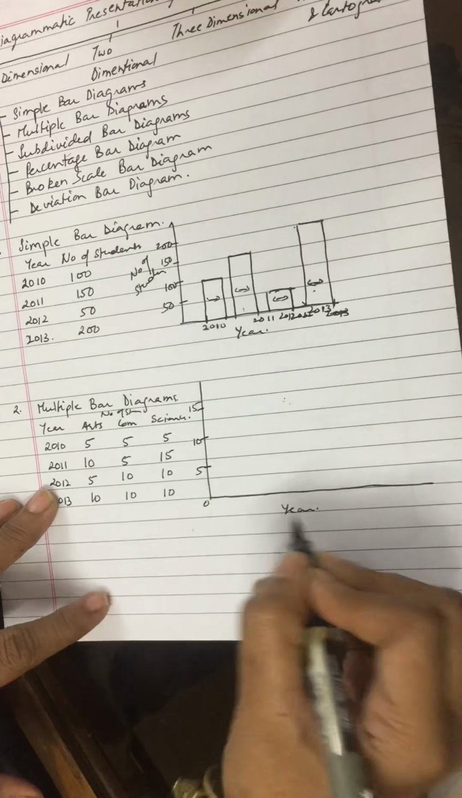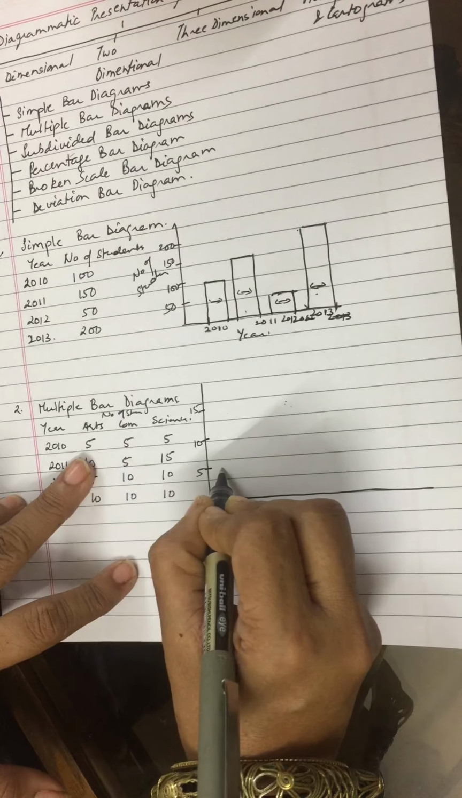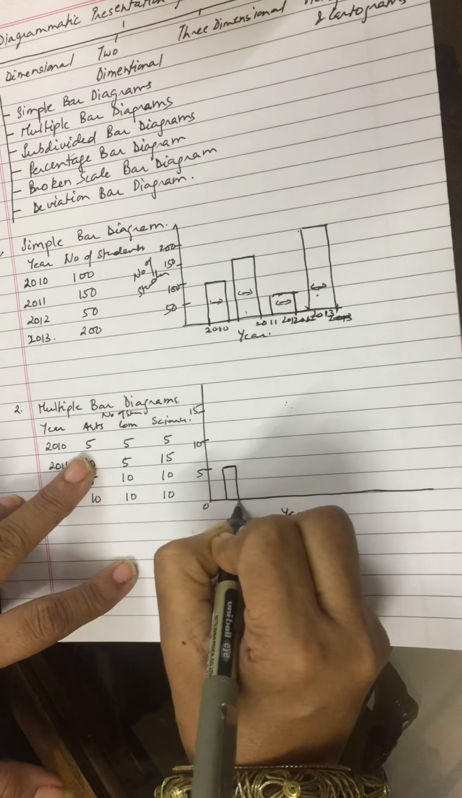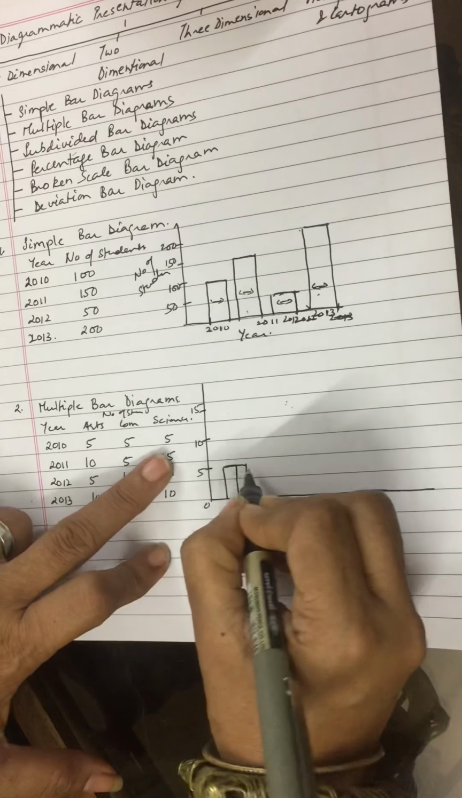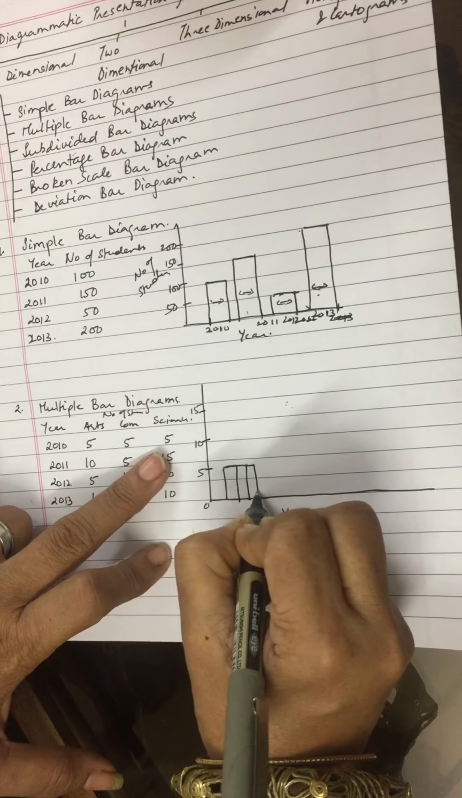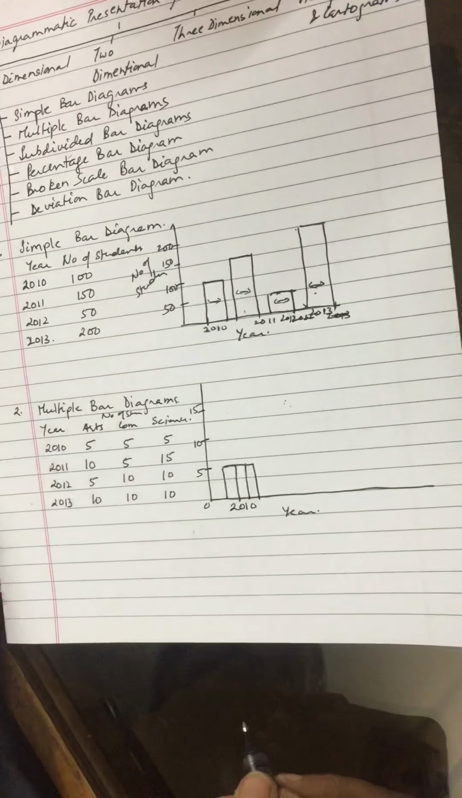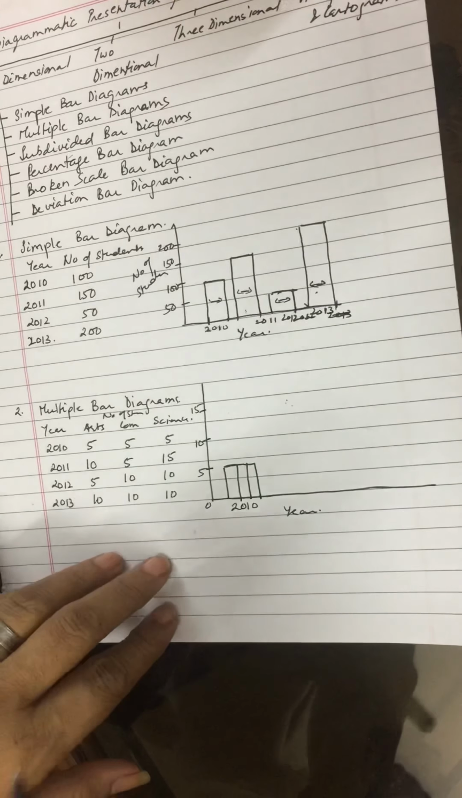So this is 0. Now for the year 2010, the number of students in arts is 5. The number of students in commerce is also 5. And the number of students in science is also 5. So this is for the year 2010. Now if you draw something like this, you can't make out which is for science and which is for commerce and which is for arts. Hence, when we talk about multiple bar diagrams, it is very important to have an index.